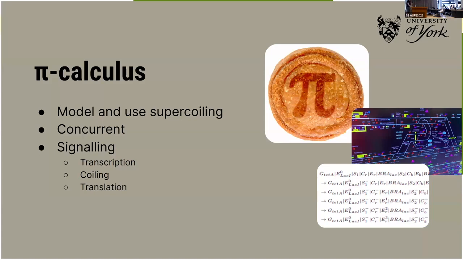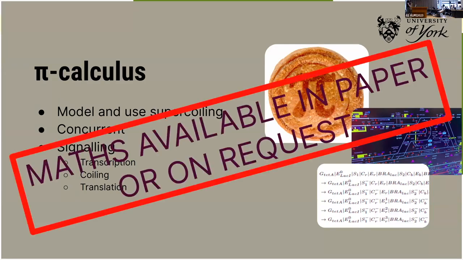Now, because I'm sure not everyone is familiar with pi calculus, you can see the raw maths of it in the paper or on request. I have some slides at the end that I can show you if anyone wants to see them. But it's mostly a state transition system. So you define all the possible states and they rely on some concurrent signaling to happen as well. And then you update the state of your system.